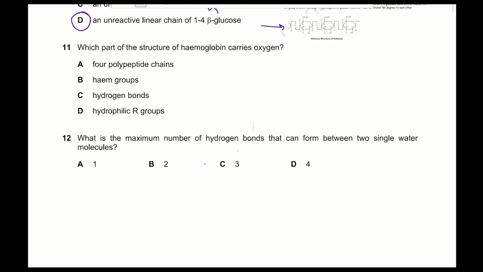Question number 11. Which part of the structure of hemoglobin carries oxygen? So we know that hemoglobin is made up of 4 polypeptide chains, each containing a heme group. That heme group contains iron, which indeed binds an oxygen molecule. Therefore, a hemoglobin made up of 4 polypeptide chains containing 4 heme groups would carry in total 4 oxygen molecules. Therefore, the answer is going to be B.